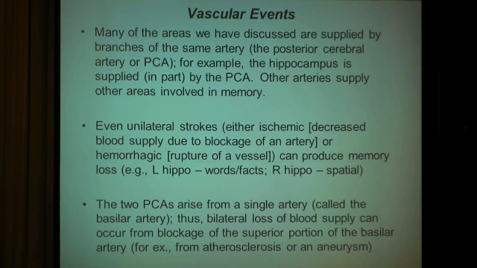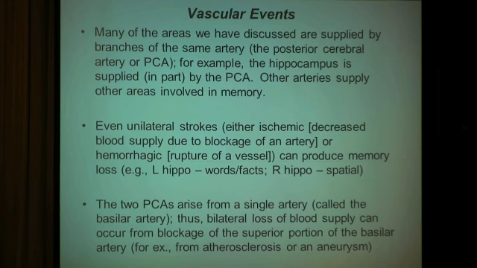Now, unfortunately, this was poor design. The two posterior cerebral arteries arise from a single artery called the basilar artery, or base artery, and I'm going to explain that in a minute. Now let's just imagine this. Let's imagine that this is the basilar artery, and these are the two posterior cerebrals that come out of it.